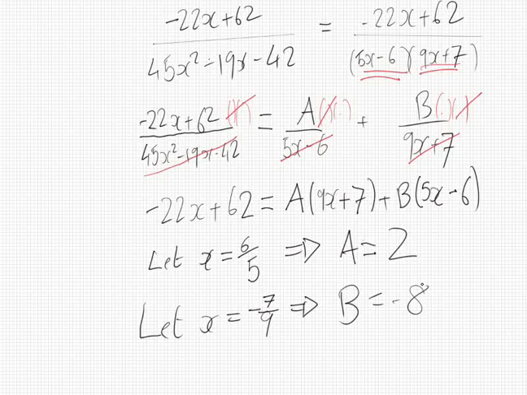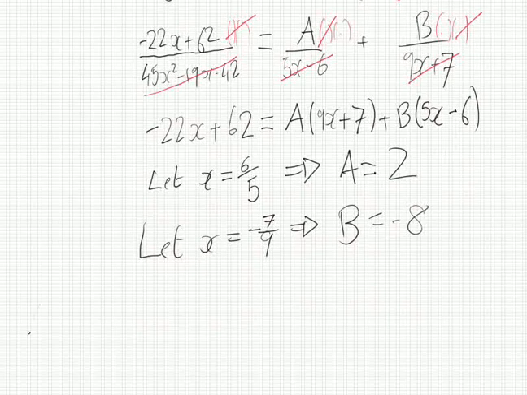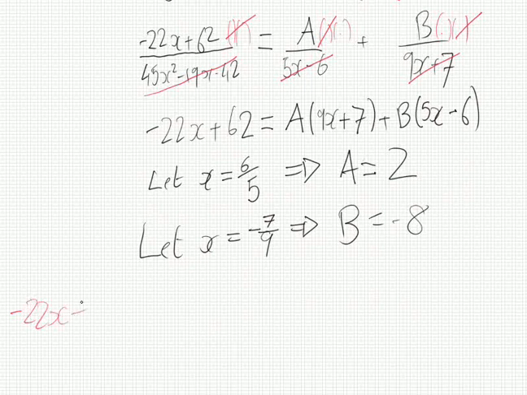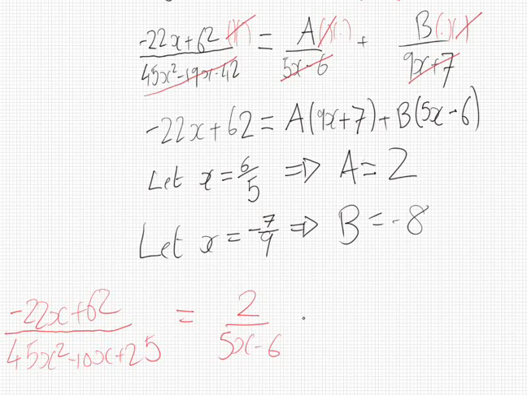So now I have my answer. I can say minus 22x plus 62 over 45x squared minus 10x plus 25 equals A, which is 2, over 5x minus 6 plus B, which is minus 8 over 9x plus 7. So I've now separated them into 2.